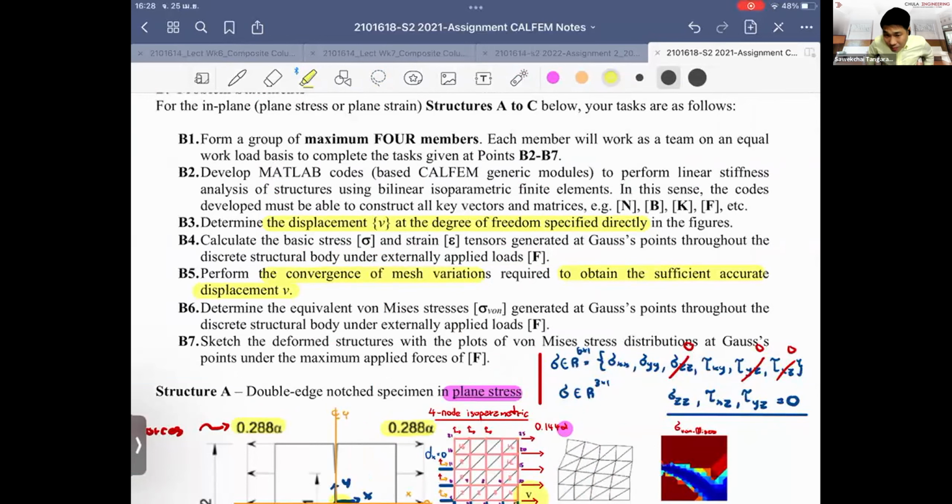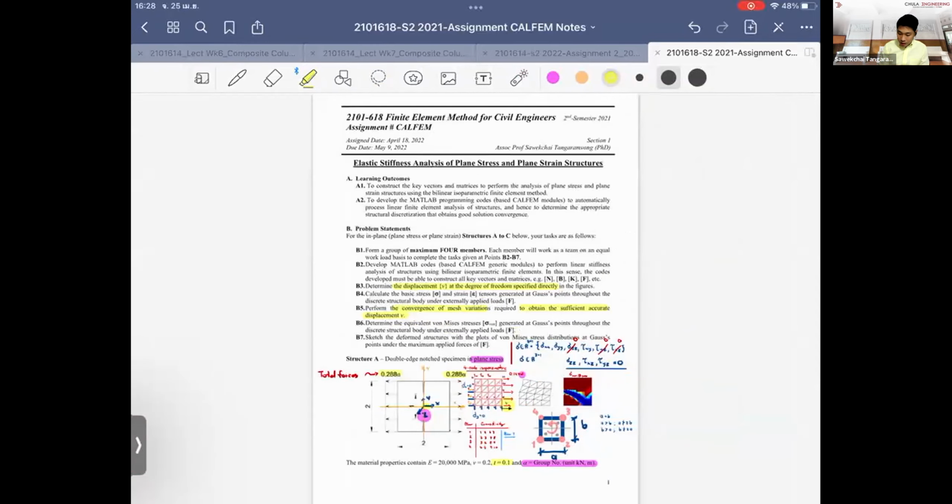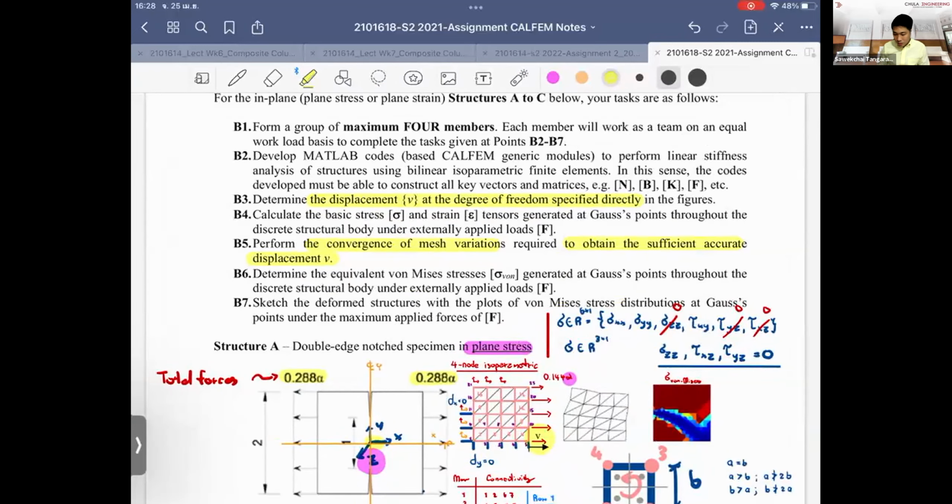finite element means an approximation method, right? So it's not the closed form solution. So to get the best one, you have to discretize more.